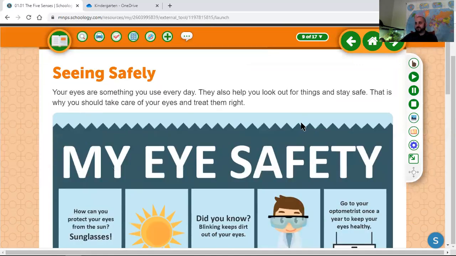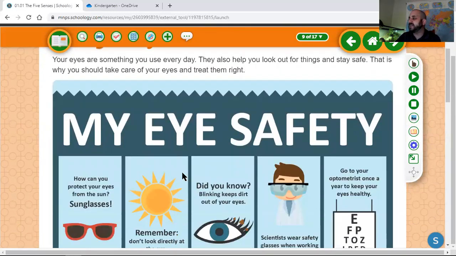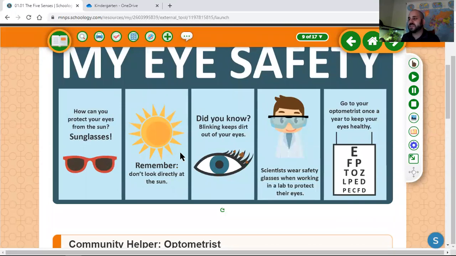Seeing safely. Your eyes are something that you use every day. They also help you look out for things and stay safe. That is why you should take care of your eyes and treat them right. My eye safety. How can you protect your eyes from the sun? With sunglasses. Sunglasses are a great way to protect our eyes from the sun. If it's too bright, they make it darker.